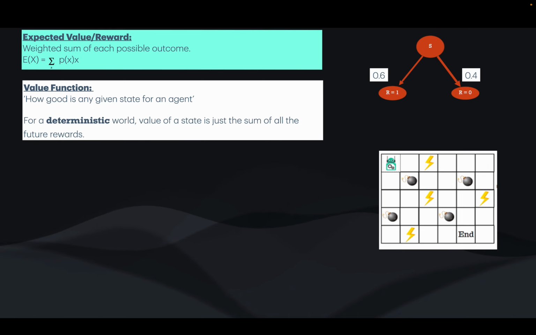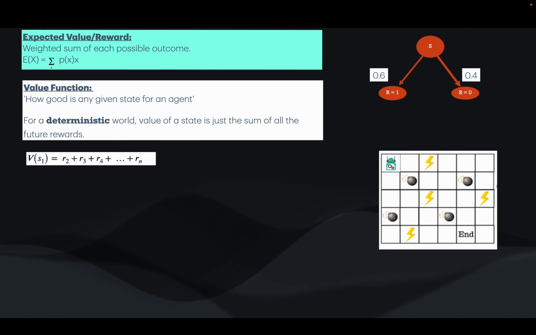If I take this example, the agent is at the first step, then it will traverse through different paths of this maze, and it will finally end in a final state, right? Being at state 1, which is S1, the value function is the sum of all the future rewards, right? If you visualize this process, the future rewards are R2, R3, R4, and so on, till the last reward, which is Rn, right? That tells you the value function for being at state S1, right?